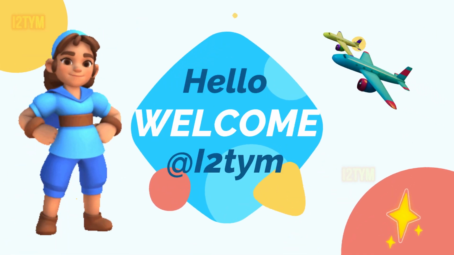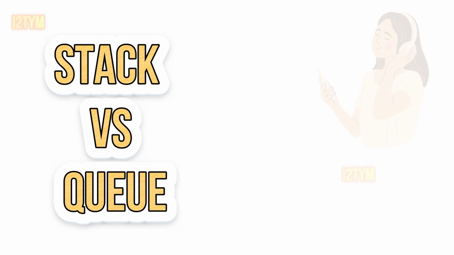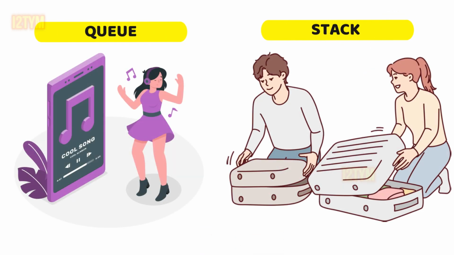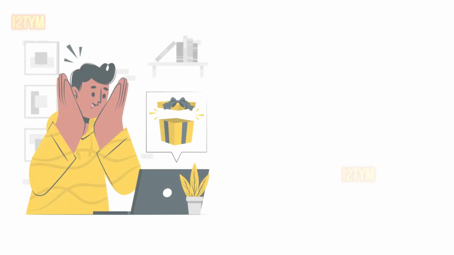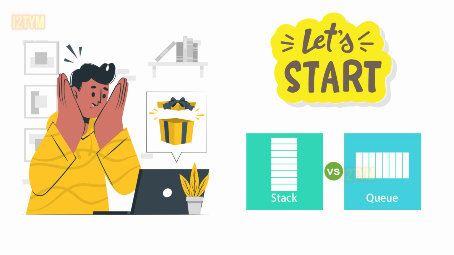Hello there. Today, we are breaking down two core computer science concepts, stacks and queues, using simple, real-life examples. Think about packing a suitcase and building a music playlist. Yep, it's really that simple. Let's get started. Let's begin with a stack.